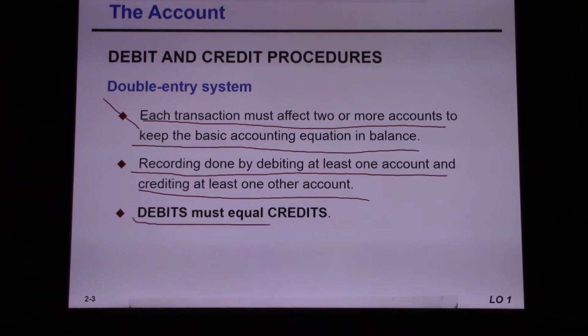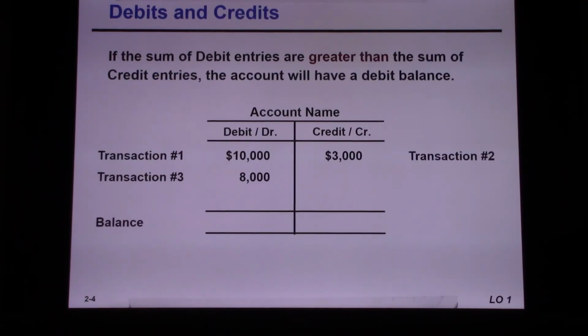So again, the double entry system means that two or more accounts will be affected. And it also indicates that the debit side must equal the credit side in each transaction. So, if the sum of the debit entries is greater than the sum of the credit entries, the account will have a debit balance. Now we are dealing with one account. To be more specific, I'm going to call this account cash. We can call this the cash account.